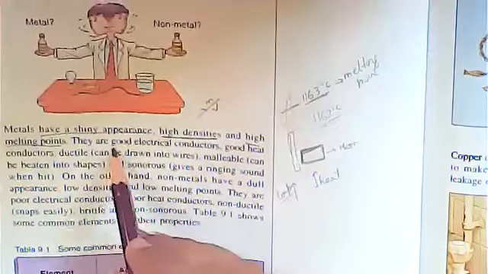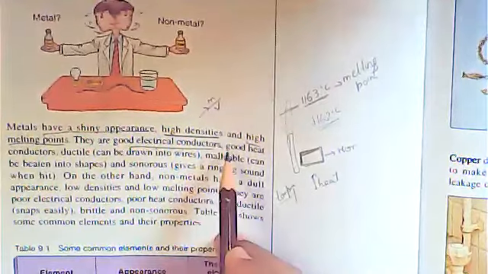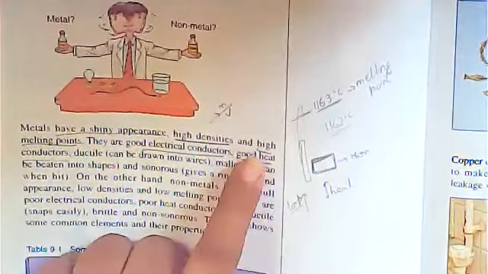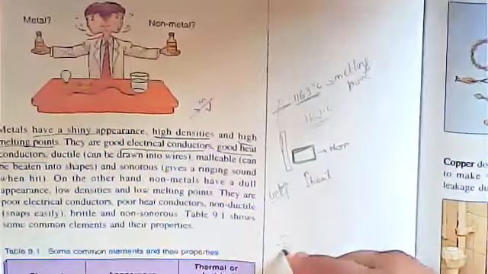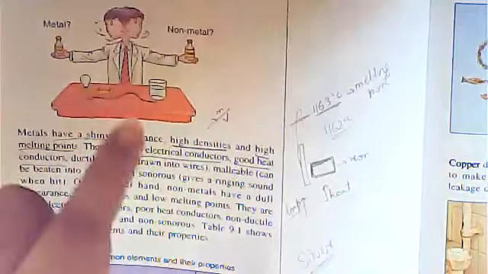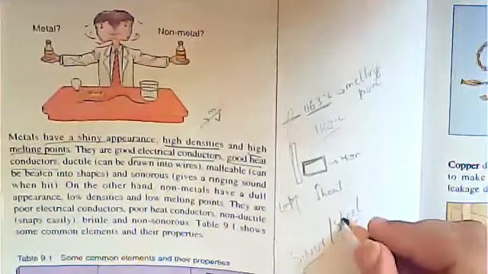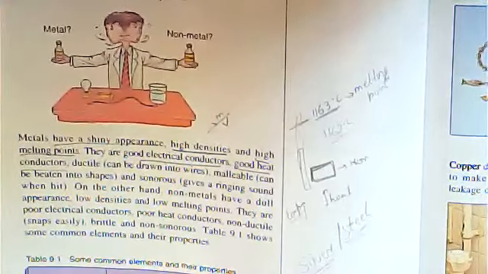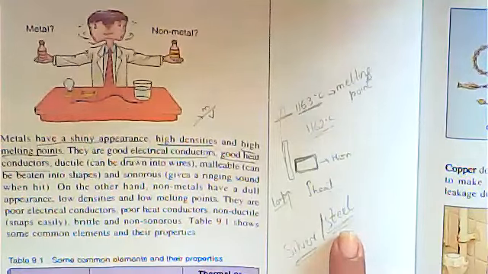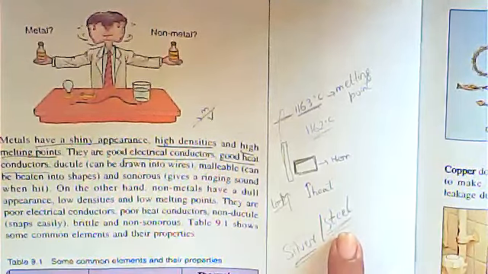Then they are good electrical conductors. Electrical conductors means they can conduct electricity. And good heat conductors means they can conduct heat. Now, what does heat conductor mean? As you can see, silver, and the utensils you use, mostly steel. Your utensils that you use for cooking are usually made up of steel or silver, right? So we will say that steel is a metal and it has a high melting point as well as being a good heat conductor.